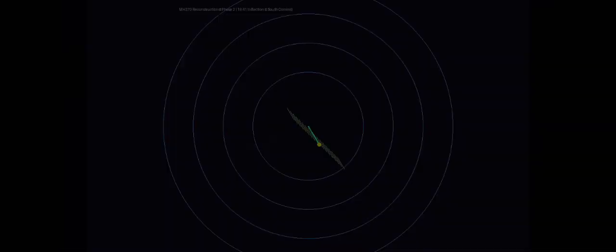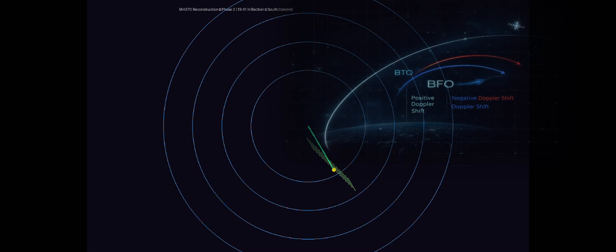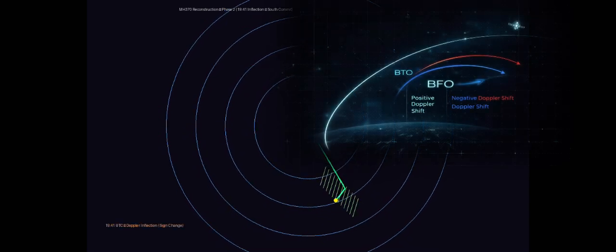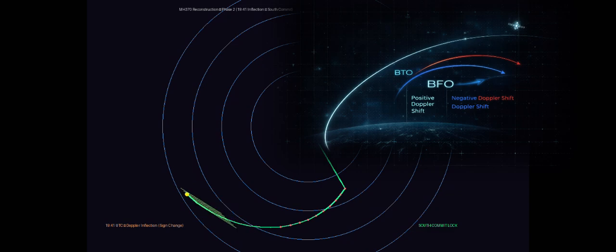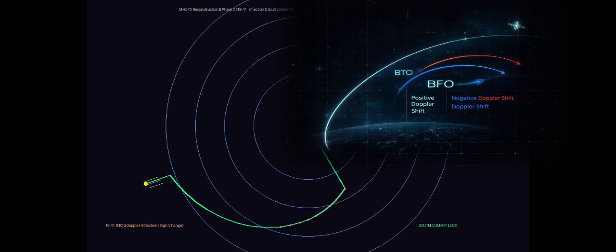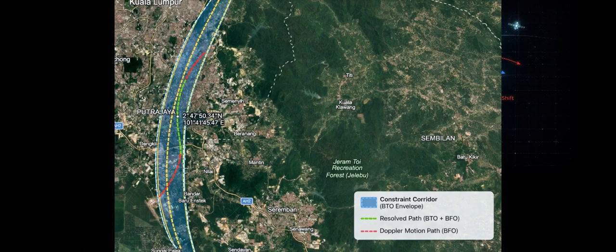Add motion. The Doppler band. Wrapped around the outside, you see this color band. Blue, moving toward the satellite. Red, moving away from the satellite. This is your Doppler shift, BFO. This tells us not just where the plane is, but how it's moving relative to the satellite.